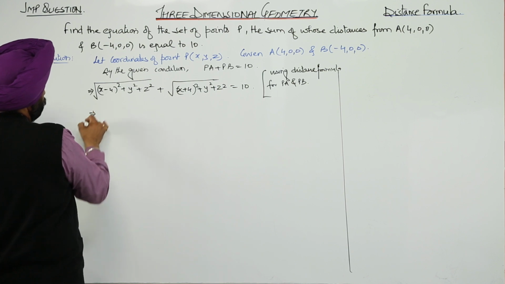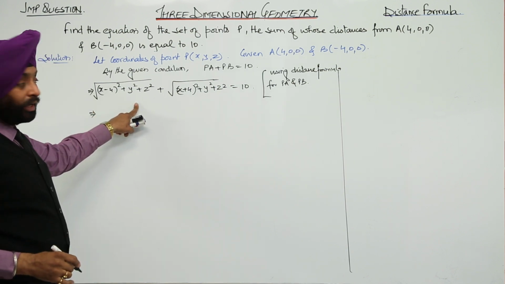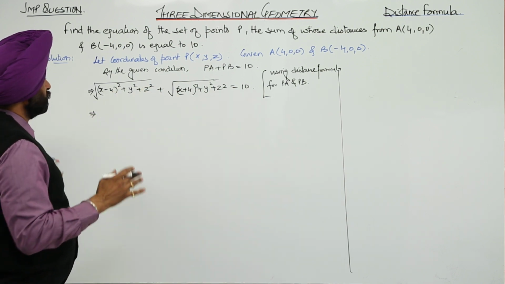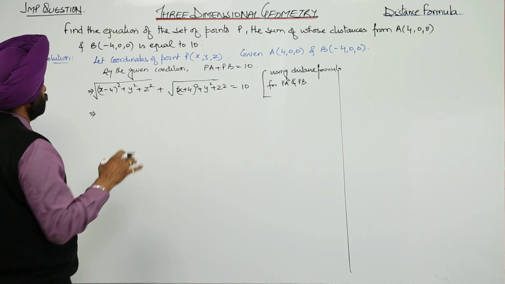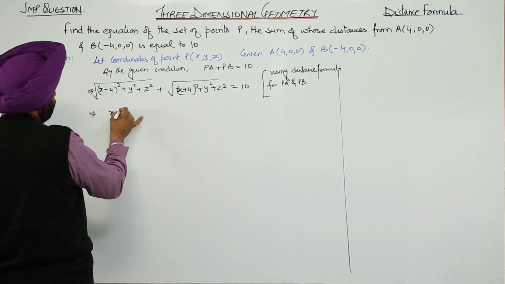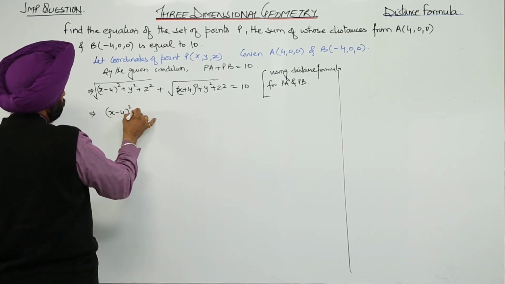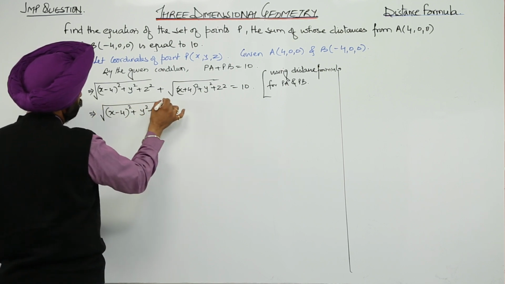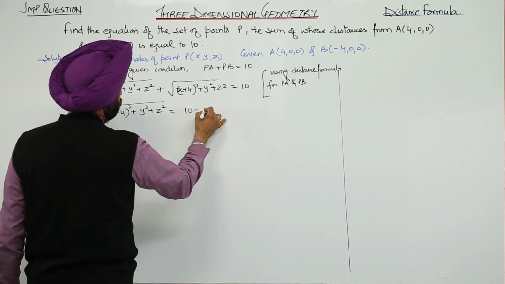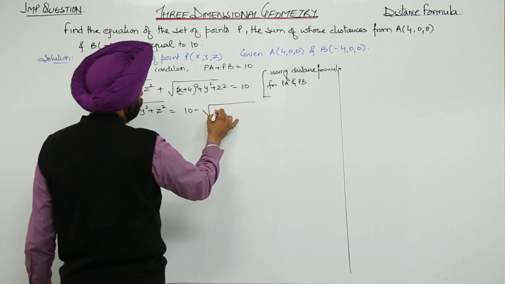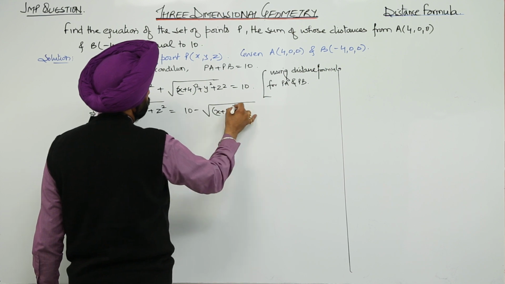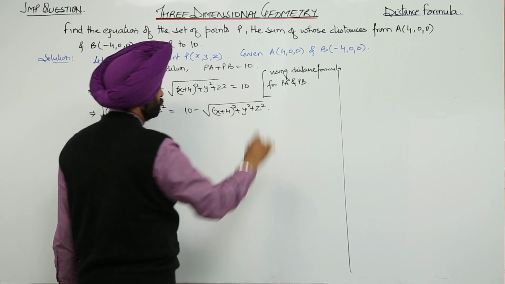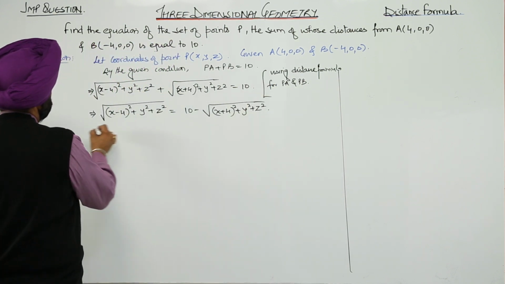Now we have to remove the square root, and don't try to just directly do squaring both sides, okay, because we have to omit one of the square roots. So the best part is if we write the square root of (x minus 4) whole square plus y square plus z square is equal to 10 negative the square root of (x plus 4) whole square plus y square plus z square. Is it clear?